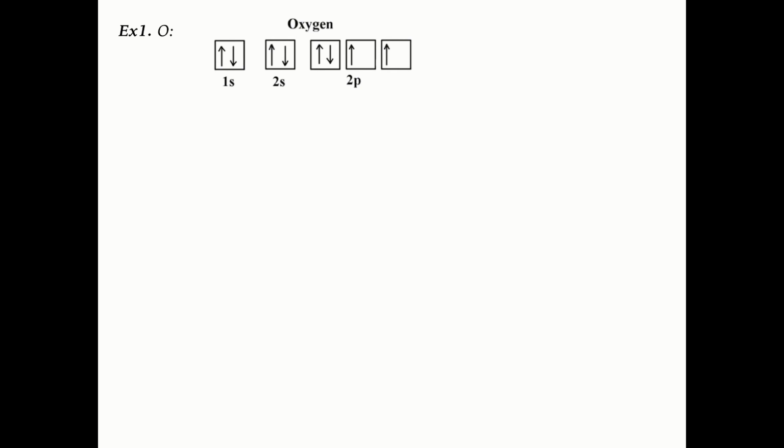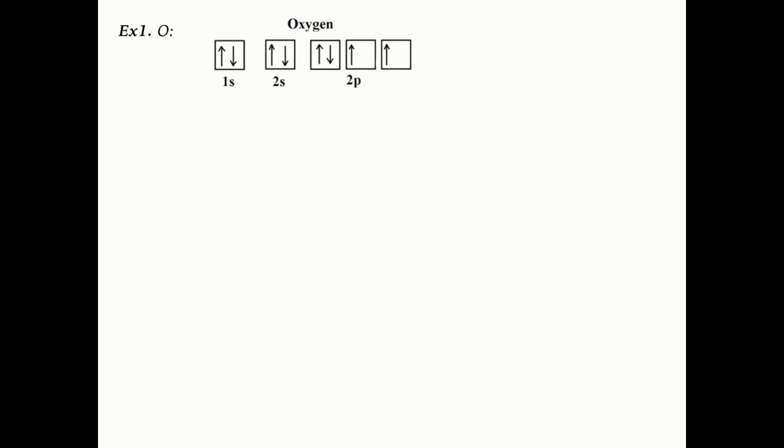For 1s2, in each orbital, you can only fit 2 electrons, and they must have opposite spin. So for 1s, it'd be 1 up, 1 down. 2s, same thing, 1 up, 1 down. Now notice for 2p, I have to fit 4 electrons. So the question might be, well, why don't you have 1 up, 1 down, and in the next orbital, 1 up and 1 down, and call it a day?